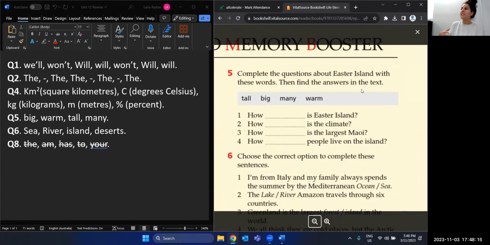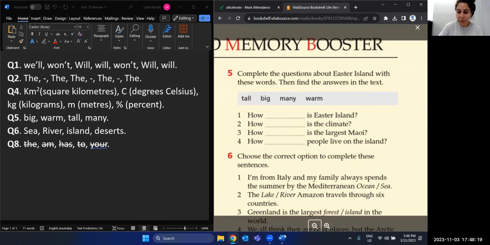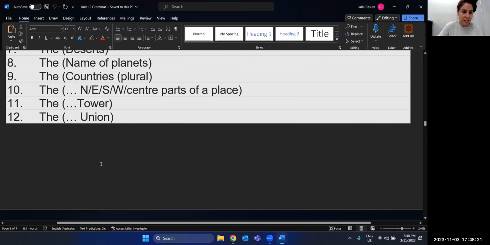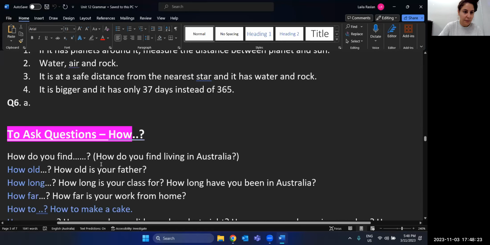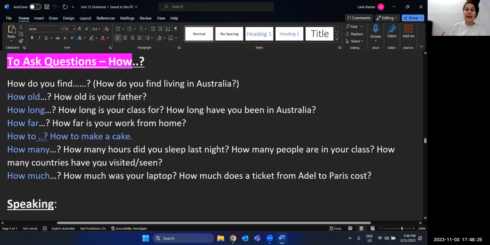If you remember, we looked at making questions with how. So we use how to make questions. You remember we learnt to make questions with how when we're talking about age, how long something is, how far, how many we want, how much something costs. So we use the word how to make a question.